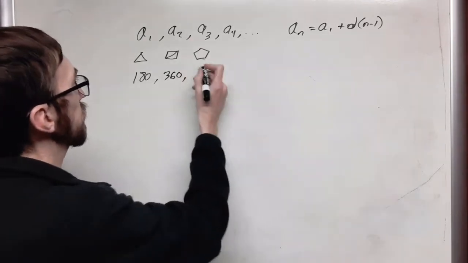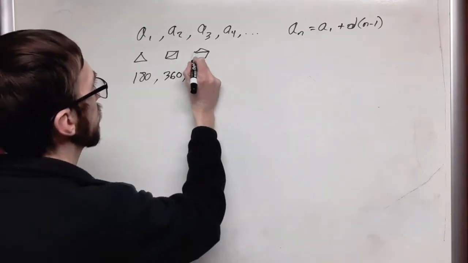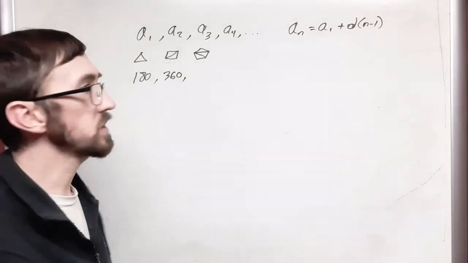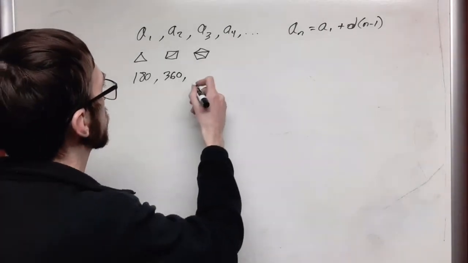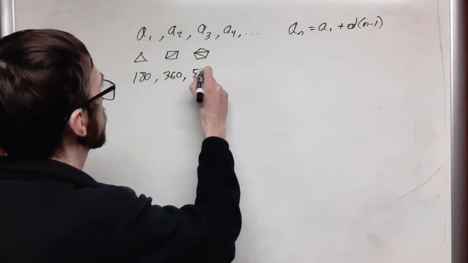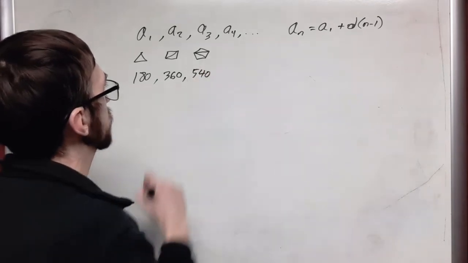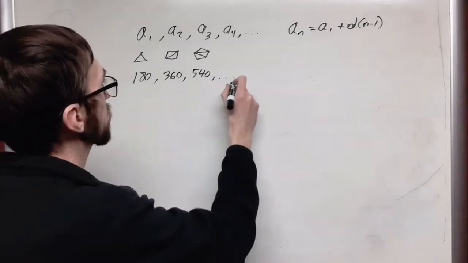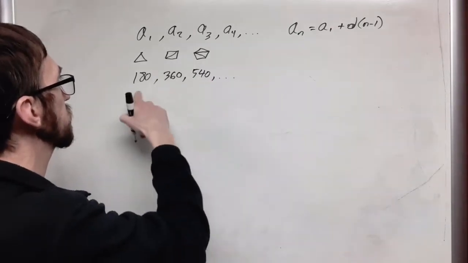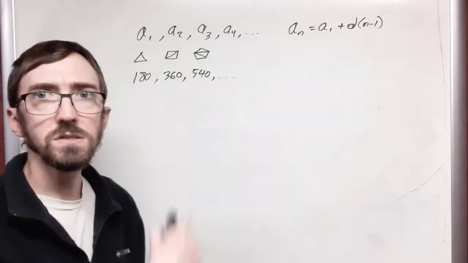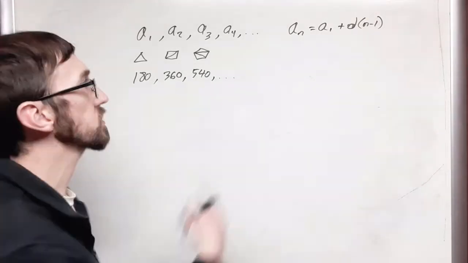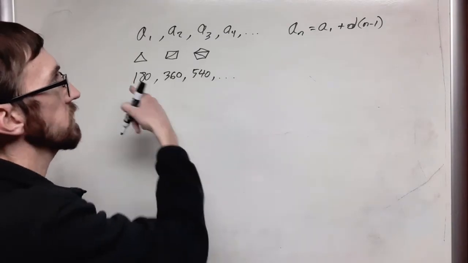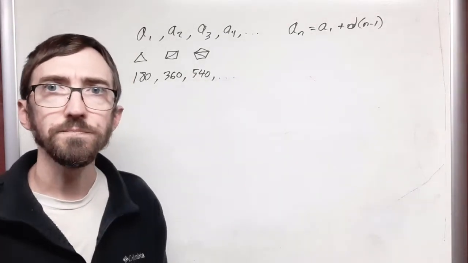If you start at a vertex and add in the diagonals here, we see that the pentagon is made up of three triangles, and so it has 540 degrees. And this pattern continues. This is an arithmetic sequence. Each of these terms is the next 180 added to it. So it has the common difference that we need, and it has some starting term.